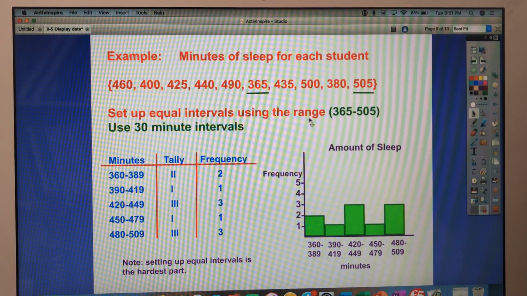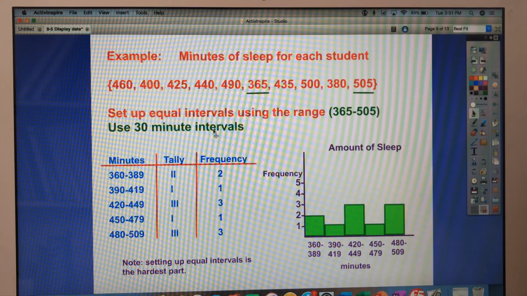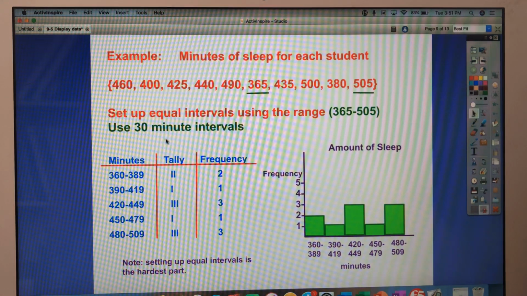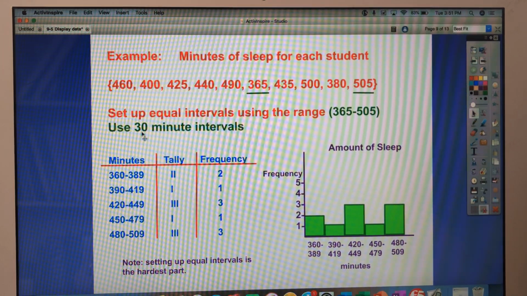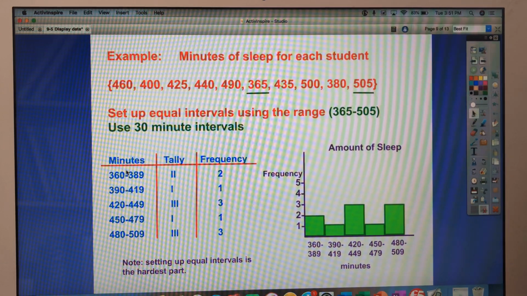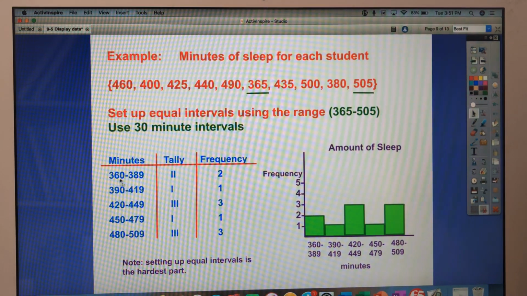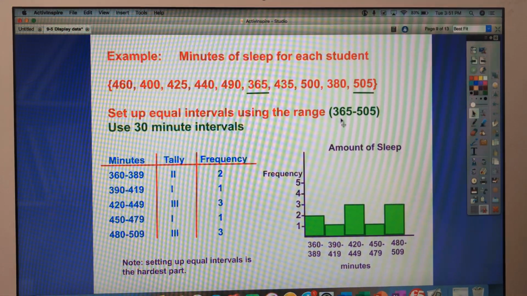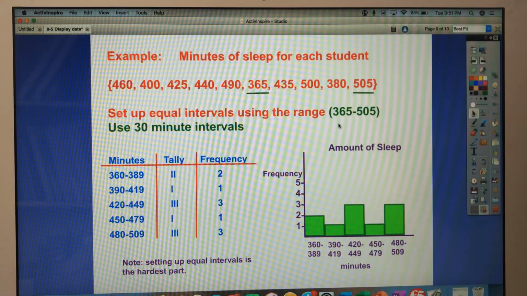I am telling you, although in a normal situation, you would have to decide, how big should I make my intervals? How many bars do I want? How many intervals do I want? I am telling you in this situation, we're going to use 30-minute intervals. Also going to say to you that we're going to start a little bit under my smallest range because I want a little bit of wiggle room.